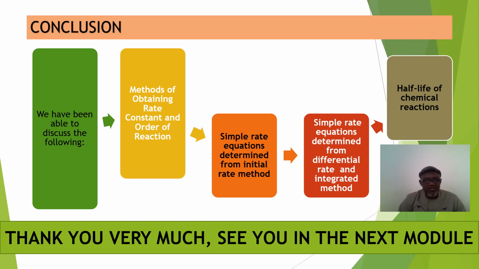We've been able to look at methods of obtaining rate constants and order of reaction using the simple rate equations determined from initial rate methods, determined from differential rate methods, and also determined from the integrated rate method. And we also looked at the half-life for the zero, first, and second order reactions.